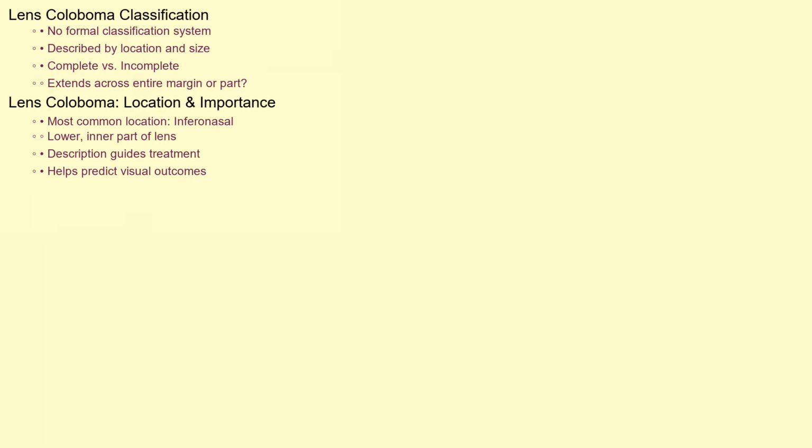While there isn't a formal classification system with distinct types of coloboma of the lens, they are generally described based on their location and size. They can be complete or incomplete, referring to whether the defect extends across the entire lens margin or only a portion. The most common location is infranasal, meaning it's located on the lower, inner part of the lens. Describing the coloboma in this way helps guide treatment and predict visual outcomes.